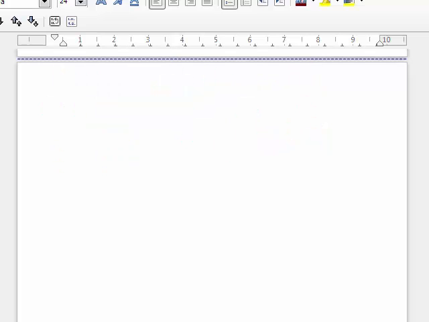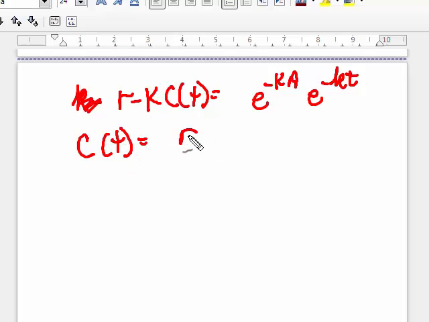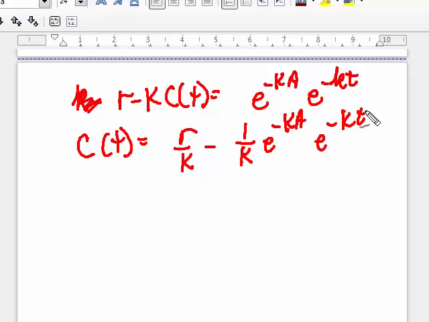Actually, I didn't intend to erase that, so I have to write that again. R minus kc, which is a function of time, equals e to the minus ka, e to the minus kt. Okay, now I will isolate the c. C of t equals r over k minus 1 over k e to the minus ka e to the minus kt.